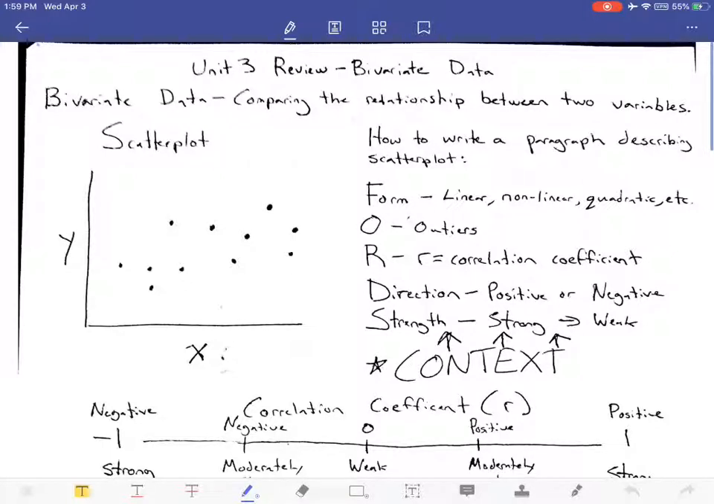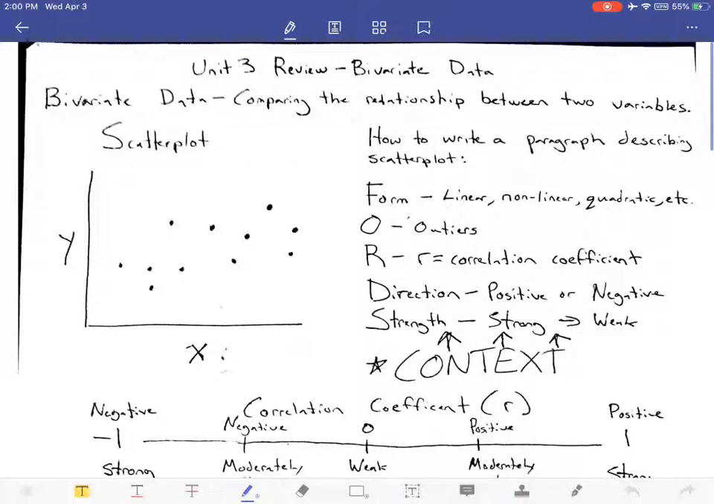You could also do quadratic forms, exponential forms, any type of function. But just for the AP test, we're going to be dealing with linear and nonlinear, because that is what you will see most often in real life situations. Remember, the O stands for outliers. So if we see anything that looks like a possible outlier, we will make note of that.